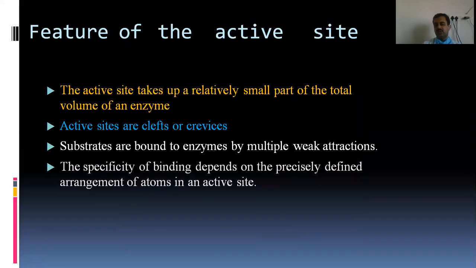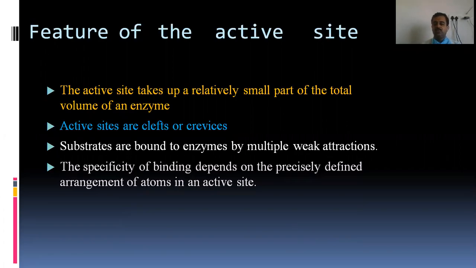Now, the active site takes up a relatively small part of the total volume of the enzyme. So, the total enzyme will not always work. But the active site of an enzyme is one of the important parts wherein the interaction of molecules will take place. Active sites are clefts or crevices. It may be in this fashion or it may be in this fashion also. Substrates are bound to enzymes by multiple weak interactions, maybe very weak sort of interactions, between that substrate and the binding site of a particular enzyme.